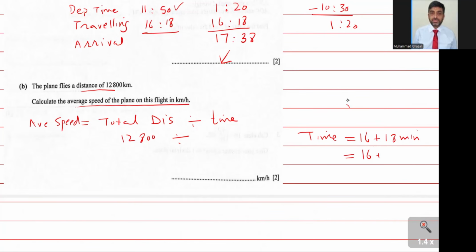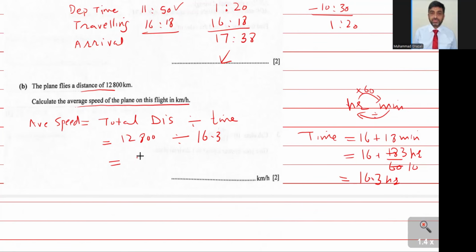When we convert hour into minute, we will multiply this value by 60. When we convert minute into hour, we will divide by 60. Therefore, 18 divided by 60, we can write as 3 over 10. 6 times 3 is 18, 6 times 10 is 60. This value converted to hour, and we can write this as 16.3 hours. Therefore, we write 16.3.